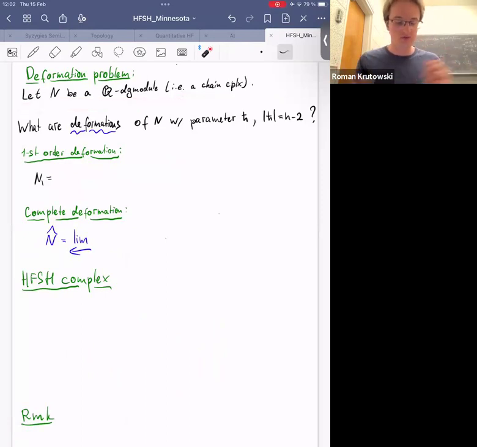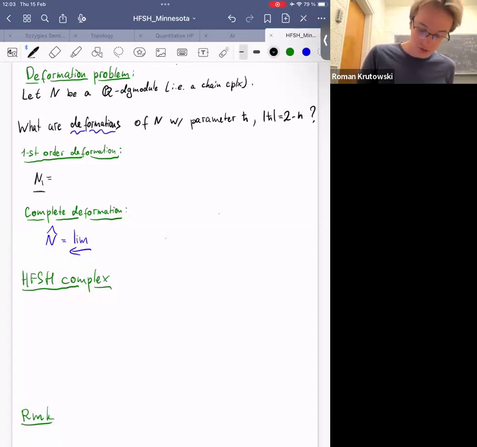Let N be this Q graded module, and you can think of this just as a chain complex. And we ask ourselves, what are the deformations of N, with a parameter of gradient 2 minus n. So in case 2 equals n, it would be just the standard deformation problem, and you should get some power series, maybe some differentials of higher powers. But for other n, you should think a little bit more. Let's put it this way. So let's start with the first order deformation.